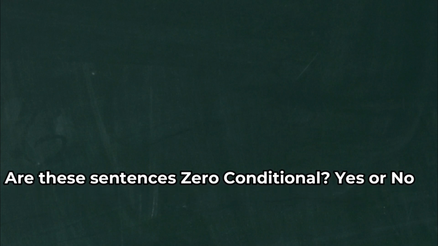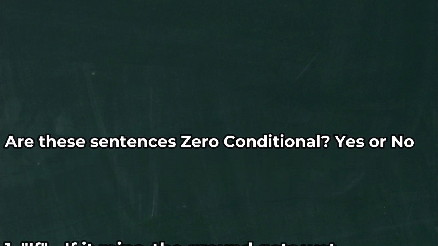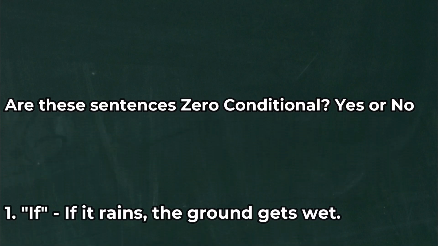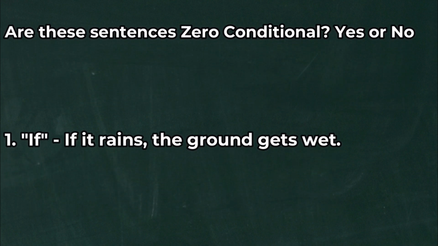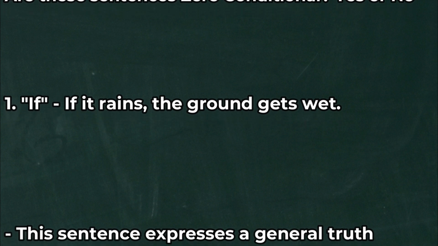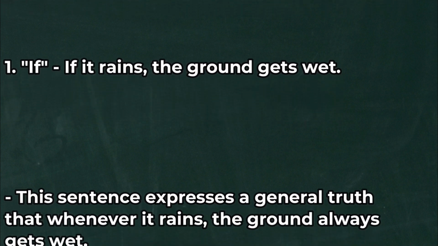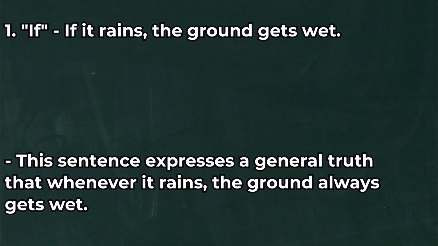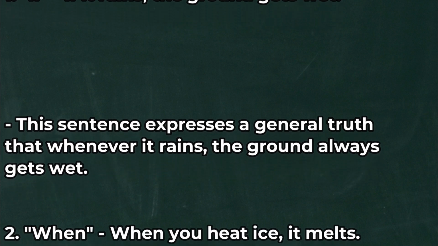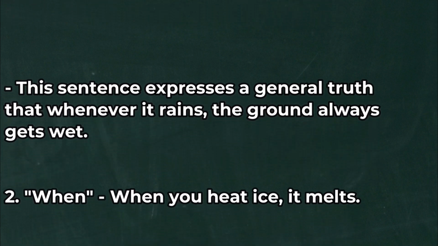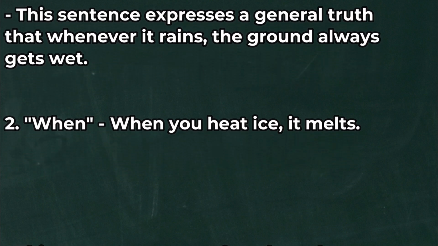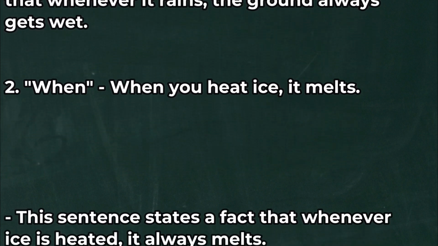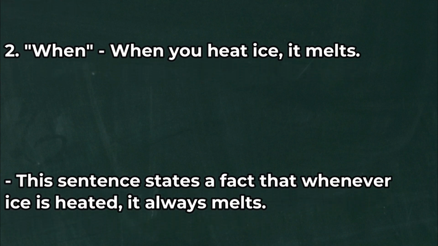Are these sentences zero conditional? 1. If it rains, the ground gets wet. This sentence expresses a general truth that whenever it rains, the ground always gets wet. 2. When you heat ice, it melts. This sentence states a fact that whenever ice is heated, it always melts.